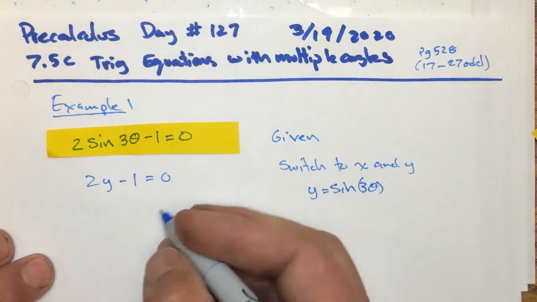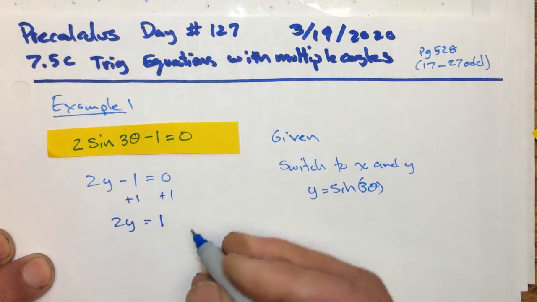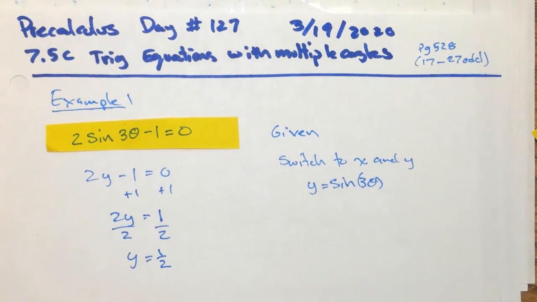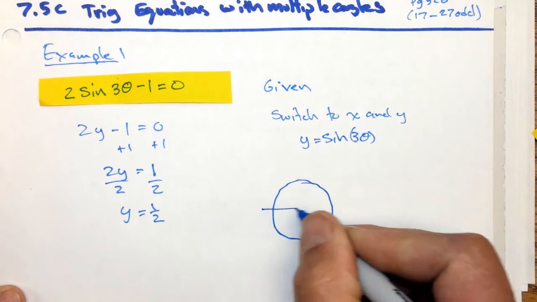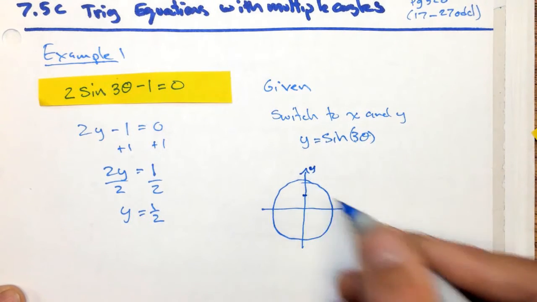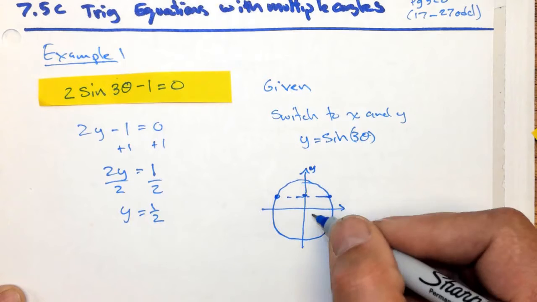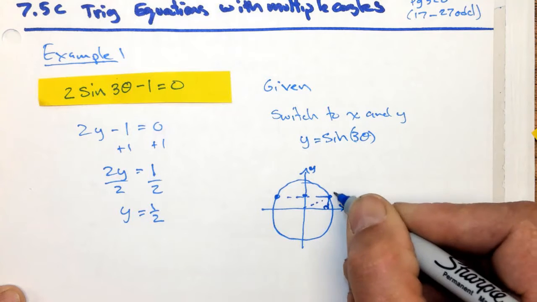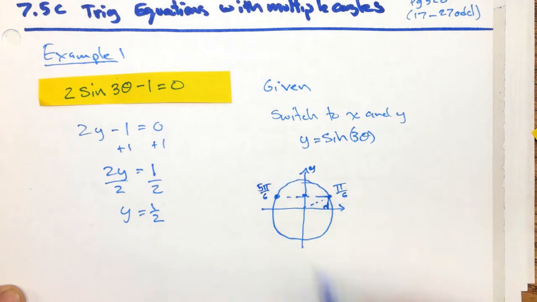We'll get to that. So we solve this. So add 1 to both sides. We get 2y equals 1, divide both sides by 2, and we get y equals 1/2. Okay, just like before, we find that on the unit circle. Where does y equal 1/2? And the y coordinate is 1/2 there. And we could look at it on the table, or we could remember that little triangle, the 30, 60, 90 triangle, where this side's 1/2. So that is pi over 6, and this is 5 pi over 6.